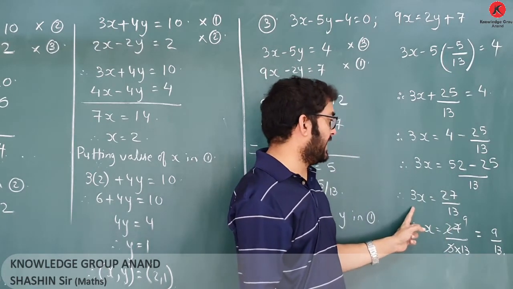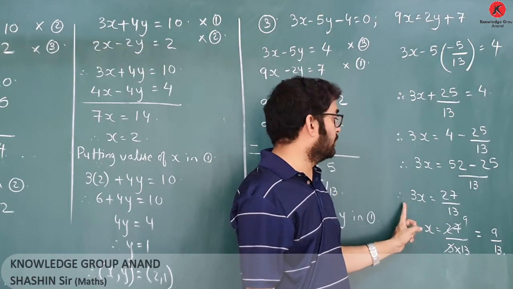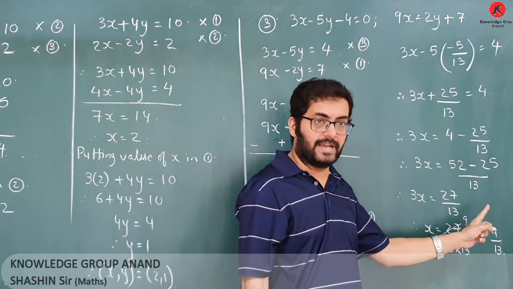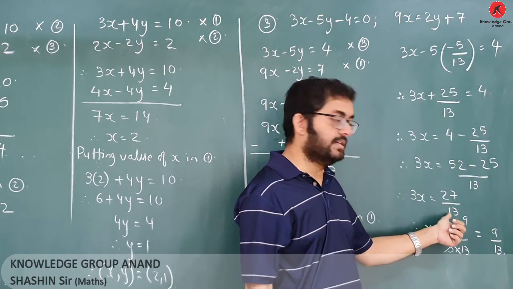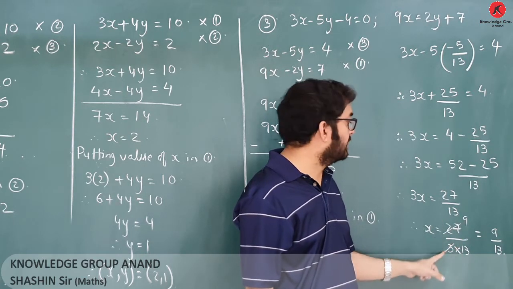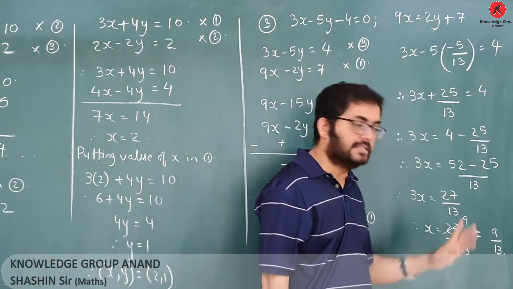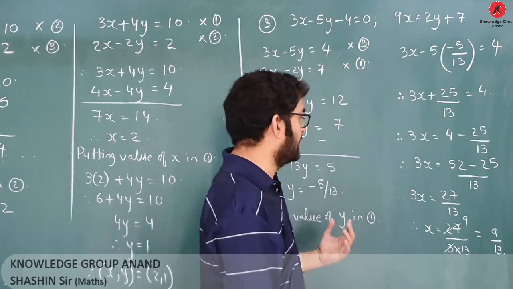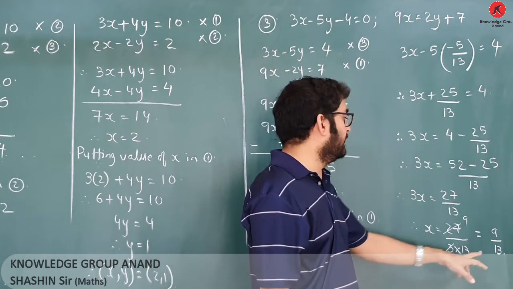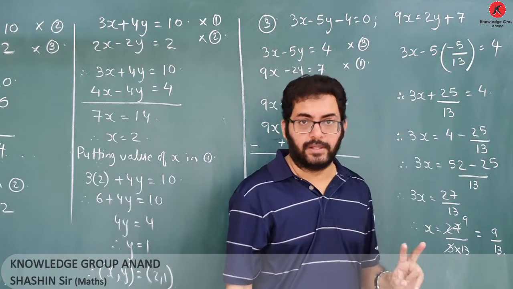So the value of 3x is 27 upon 13, but I want to find the value of x. So when I bring this 3 on the right hand side, multiplication goes into division. So x is equal to 27 upon 3 into 13. 9 threes are 27. So the value of x is 9 by 13. So the final answer, solution set (x, y), will be equal to (9 by 13, minus 5 by 13).